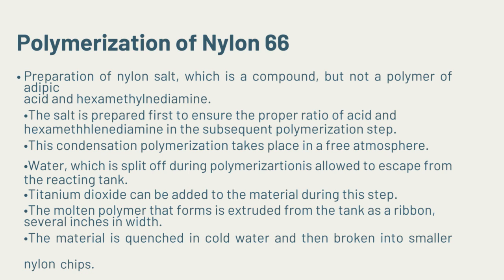Titanium dioxide can be added to the material during this step. The molten polymer that forms is extruded from the tank as a ribbon, several inches in width. The material is quenched in cold water and then broken into smaller nylon chips.